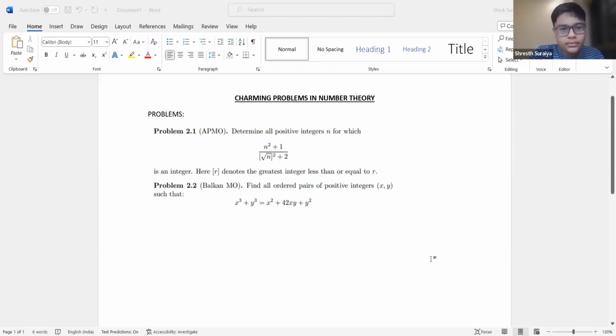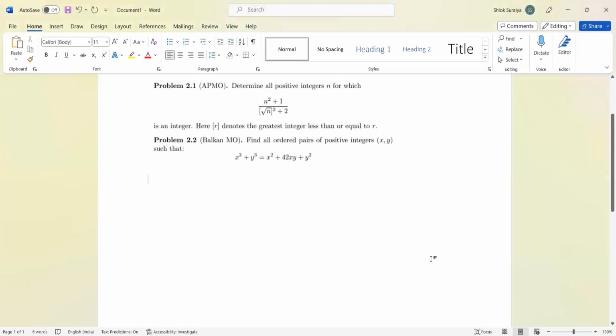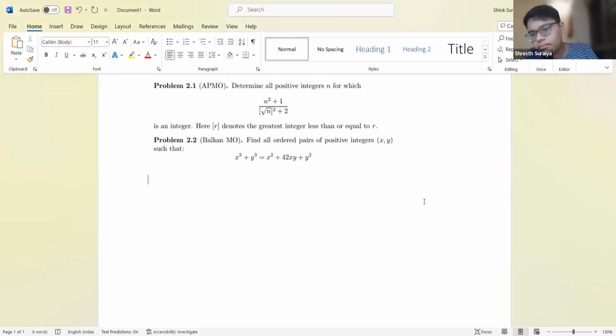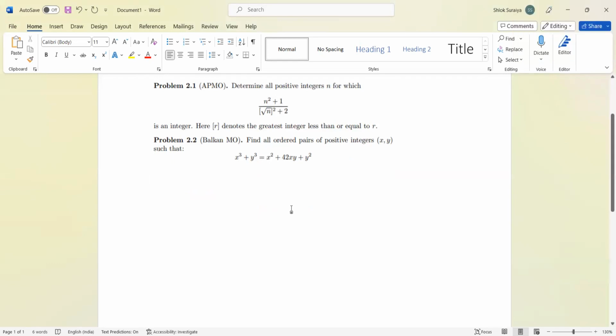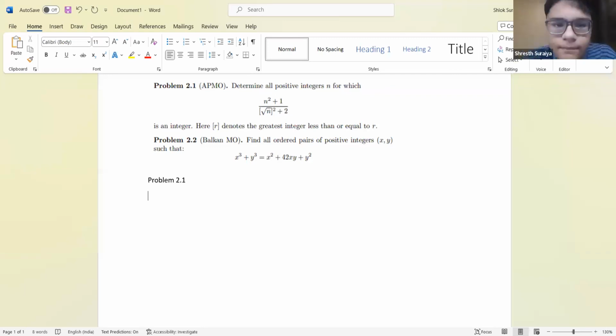Is my screen visible? Can someone please confirm? Yeah, it's visible. So the first problem is about the greatest integer function. Is everyone familiar with the greatest integer function? Yes. I'll give some time for you all to try the first two problems, and if anyone has any ideas.